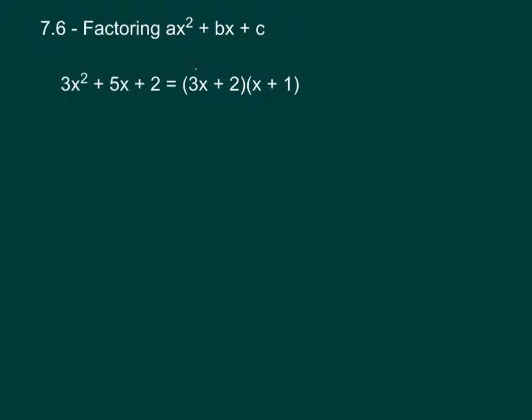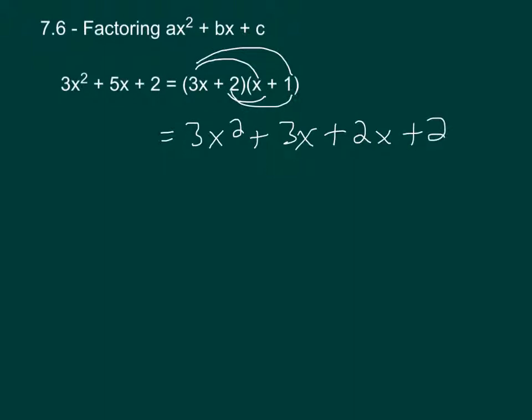First I'm going to start off with 3x times x, which is of course 3x squared. I'm going to do 3x times 1 is plus 3x. And do 2 times x, that's plus 2x. I'm going to do 2 times 1 is plus 2. And I have my little crab claw up there to make sure I've done it right. Combine the two terms in the middle, and I get 3x squared plus 5x plus 2. And that's exactly the same as my original, 3x squared plus 5x plus 2. It's in standard form, and so I know I've got it right.